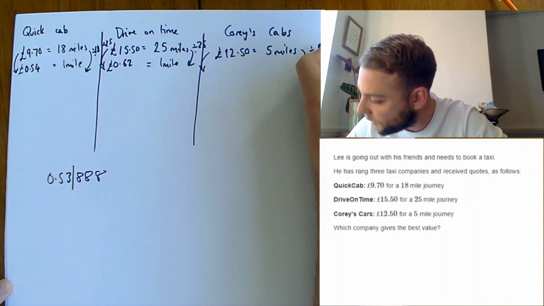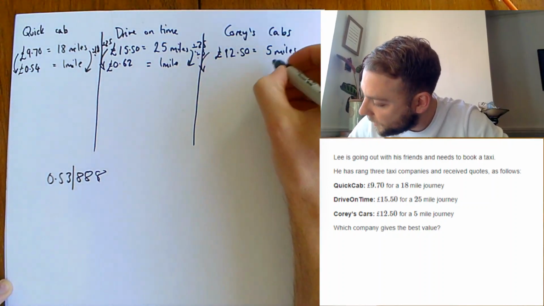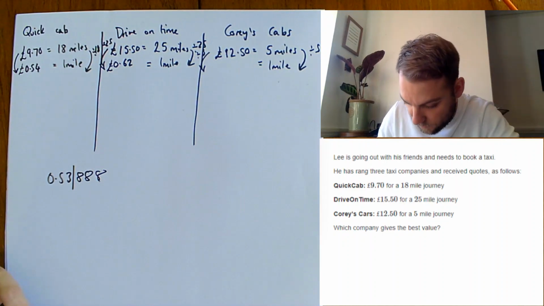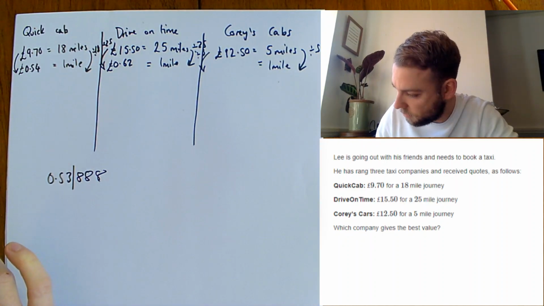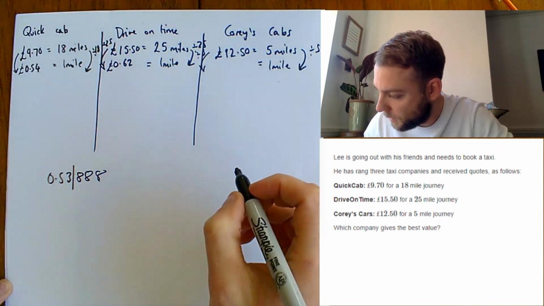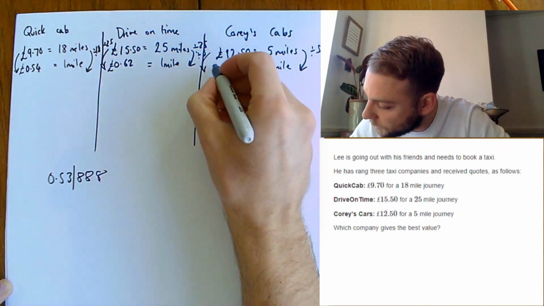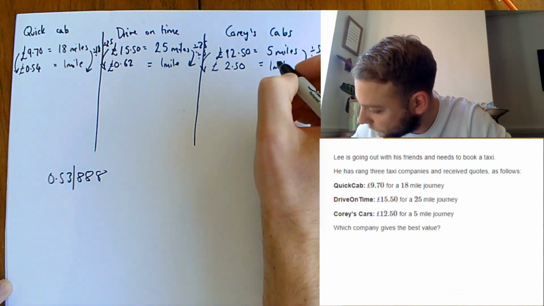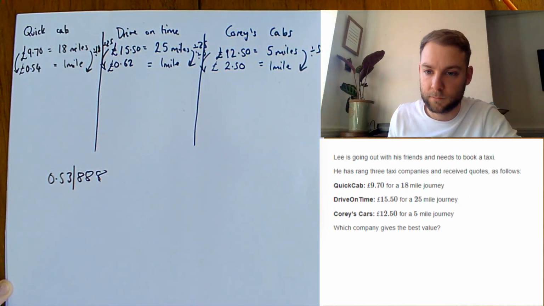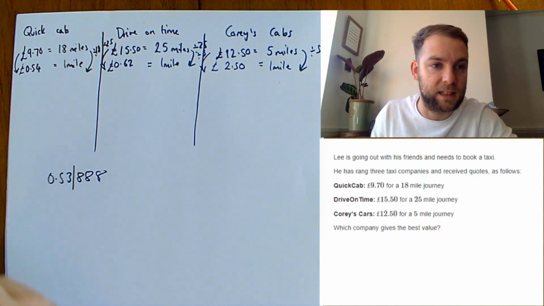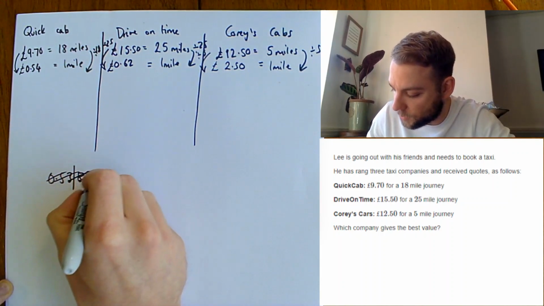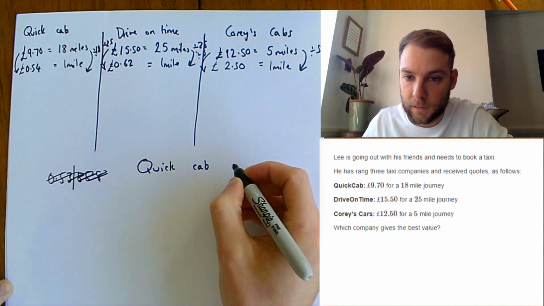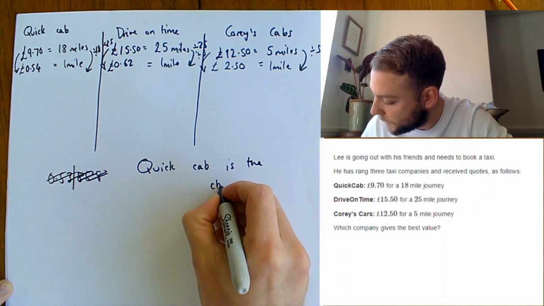So with this one here, last one, I need to divide by 5. This divided by 5 is 1 mile. £12.50 divided by 5, which is equal to, it's really expensive, that one. £2.50 per mile. Alright, so we can clearly see that Quick Cab is the cheapest, but we do need to make sure that we say that Quick Cab is the cheapest.